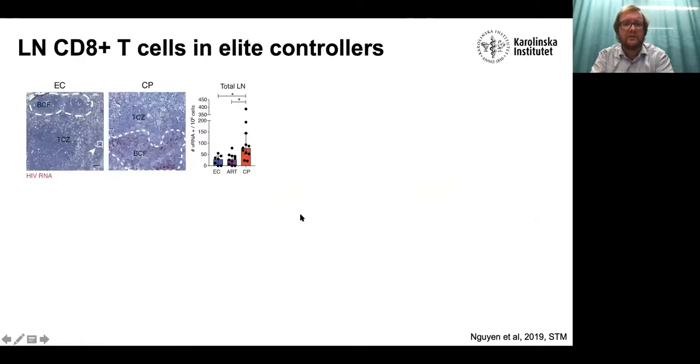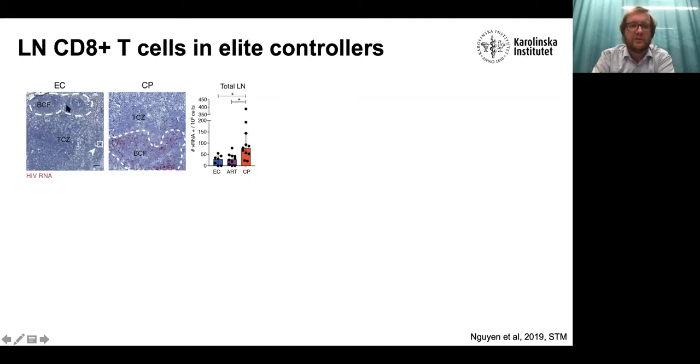So that kind of led us into a second story, like a follow-up story that we did at the same time point, where we wanted to further understand some of the functional mechanisms that could be behind elite control in these individuals. So essentially, one of the first things that we did here was to do simple confocal imaging stainings. We looked for HIV RNA in here, just simple pictures in elite controllers versus chronic progressors.